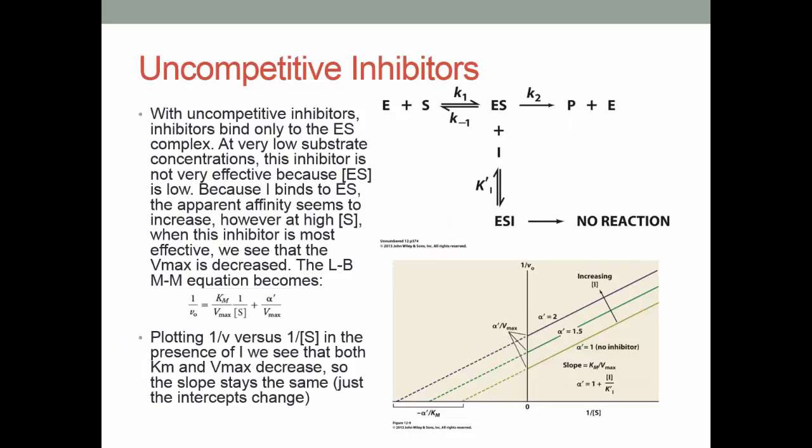In uncompetitive inhibition, the inhibitor only binds to the enzyme-substrate complex, therefore seemingly increasing the affinity of the enzyme for the substrate, but slowing the overall rate of the reaction. Under Michaelis-Menten conditions, this appears as a simultaneous decrease in Km and a decrease in Vmax. In the Lineweaver-Burk plots, the slopes remain constant. However, we see the y-intercept and the x-intercept both increase, the x-intercept becoming more negative, with the y-intercept becoming more positive. These types of inhibitors are especially good at very high substrate concentrations.